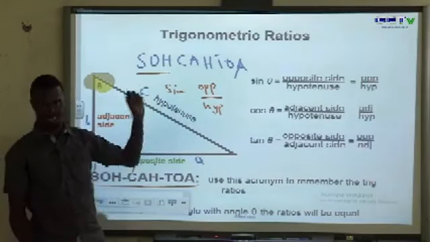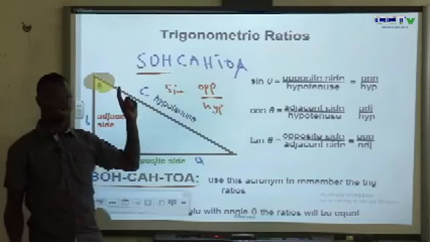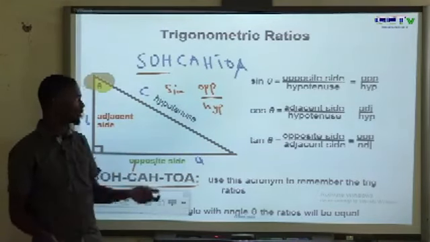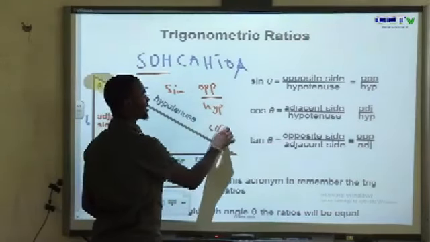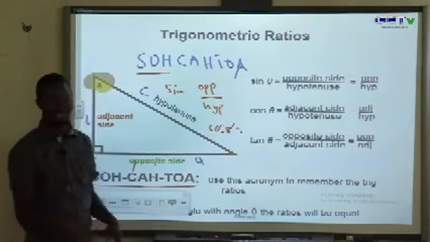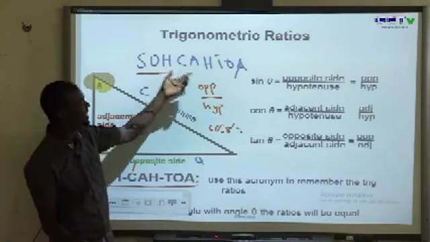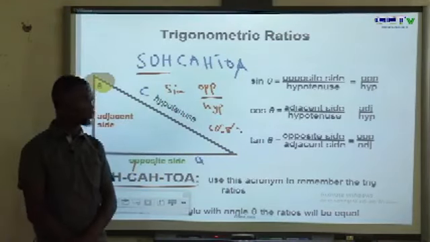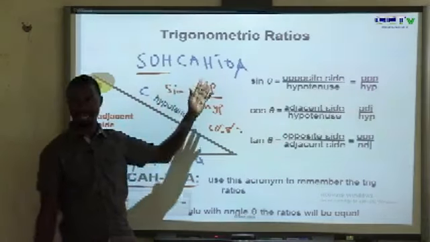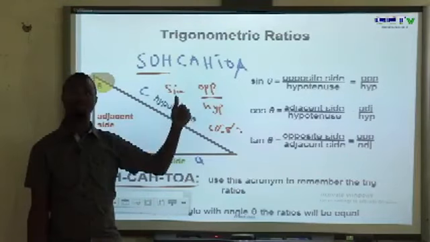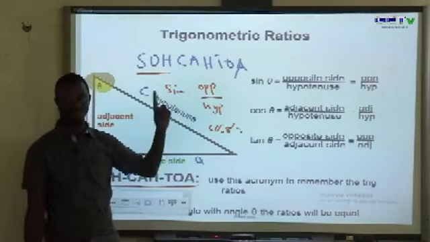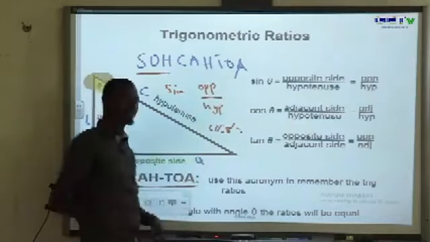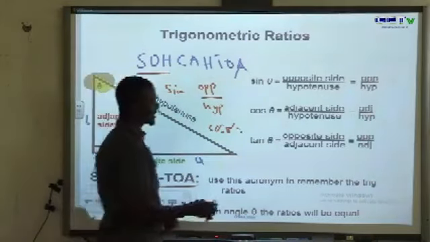The other one is CAH, that is the second set of three letters. The C is the cos, A is adjacent, and H is hypotenuse. So you will also have cos theta is equals to adjacent over hypotenuse. Now the third one is TOA. The first letter in that set of three letters is T, and that one is tangent. The second letter is O, O is opposite and A is adjacent. So this means tan theta is equals to opposite over adjacent.